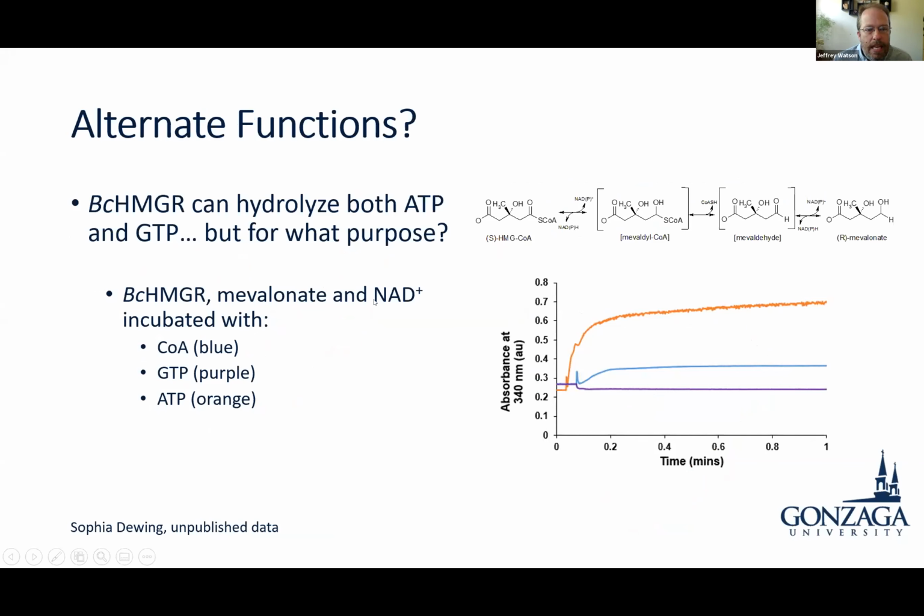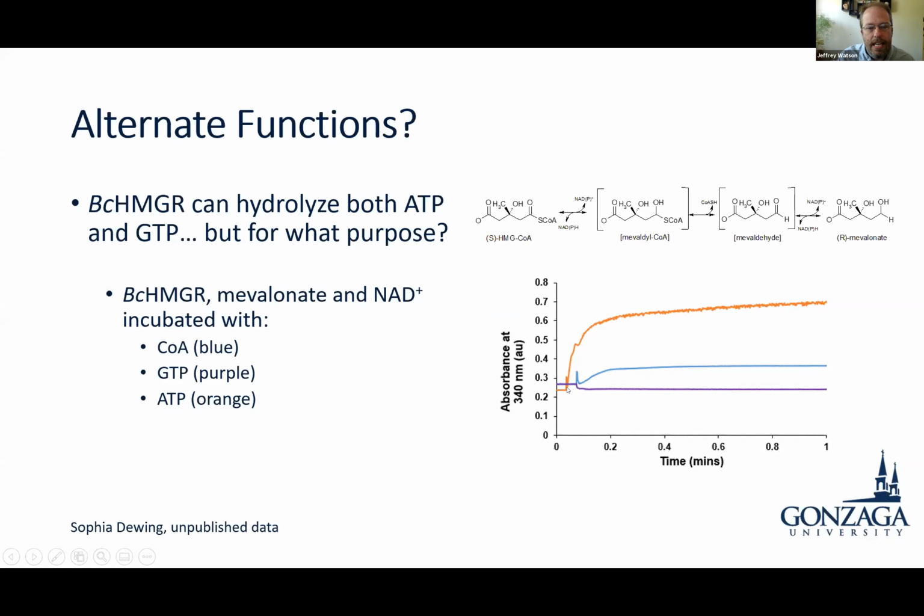So what does ATP or ADP do to this enzyme? We're able to show that BC-HMGR can hydrolyze both ATP and GTP, data I'm not showing here, but we weren't sure what purpose it was for. As I said, no HMGR to date has ever been shown to have ATPase or GTPase activity. So one of the things that we tested is adding ATP and GTP to a mixture of the enzyme, mevalonate, and NAD+, which are the two of the three substrates required for the full reaction. And then we looked for the appearance of NADH at 340 nanometers.